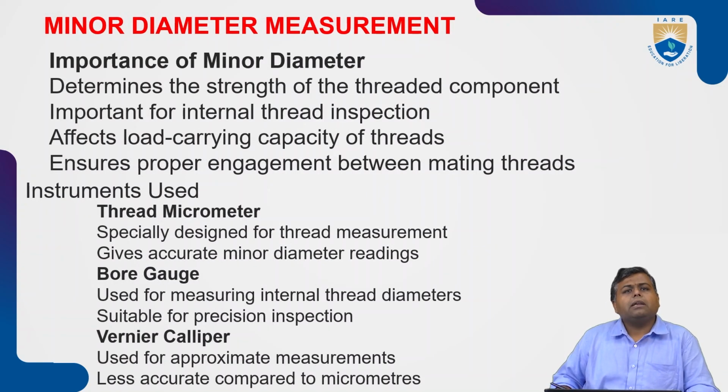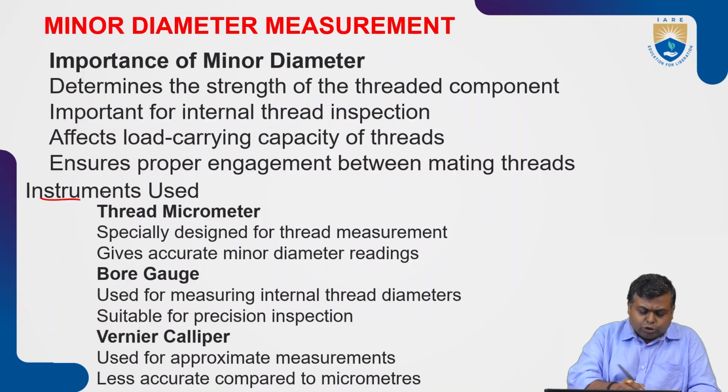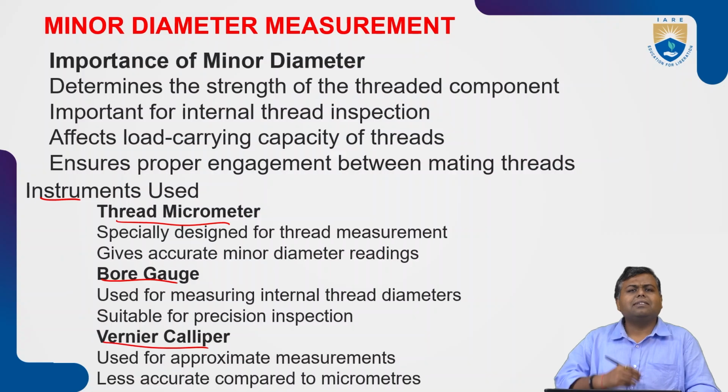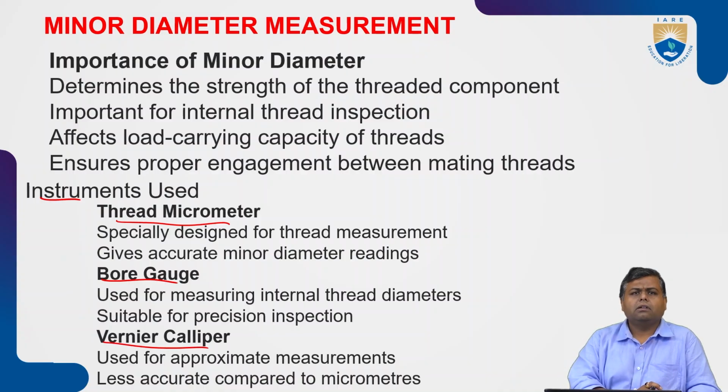Similarly, for minor diameter, the instruments used are thread micrometer, bore gauge and vernier caliper. These three are different types of instruments used for minor diameter measurement. The importance of minor diameter is with respect to internal threading, which affects the load carrying capacity of the threads, as well as the engagement between different mating parts.